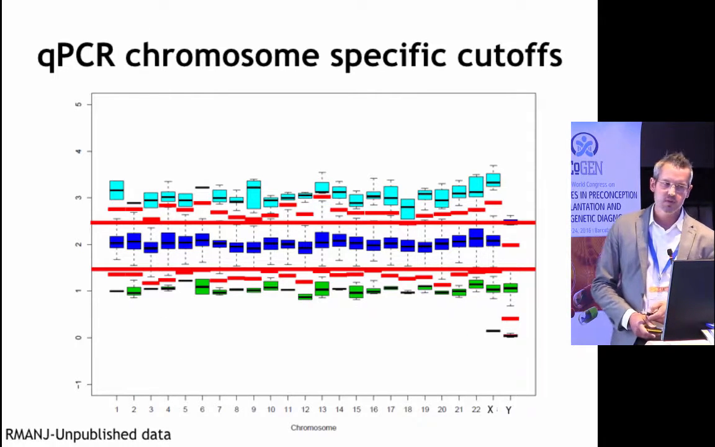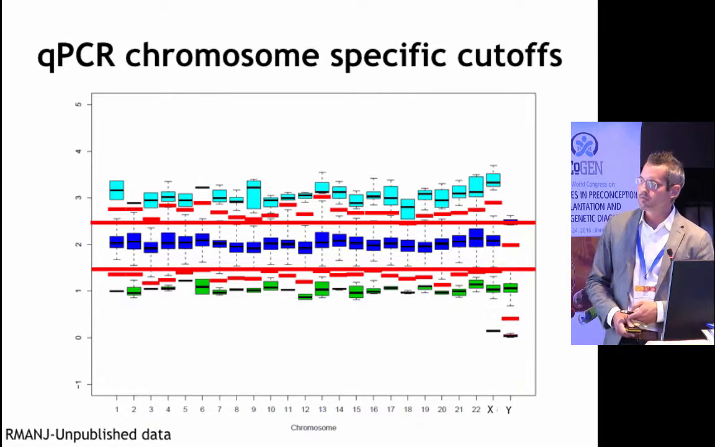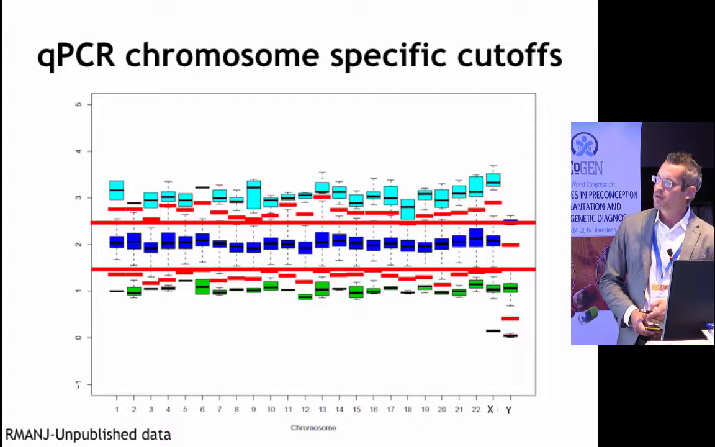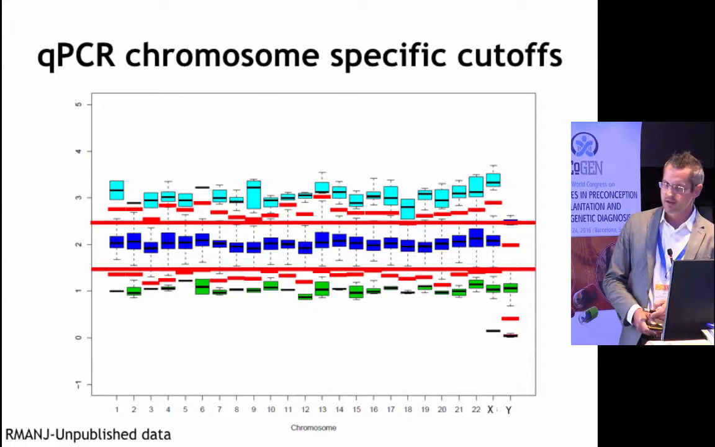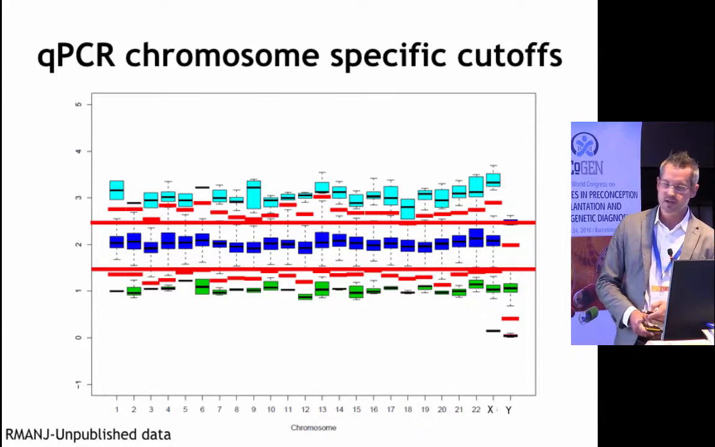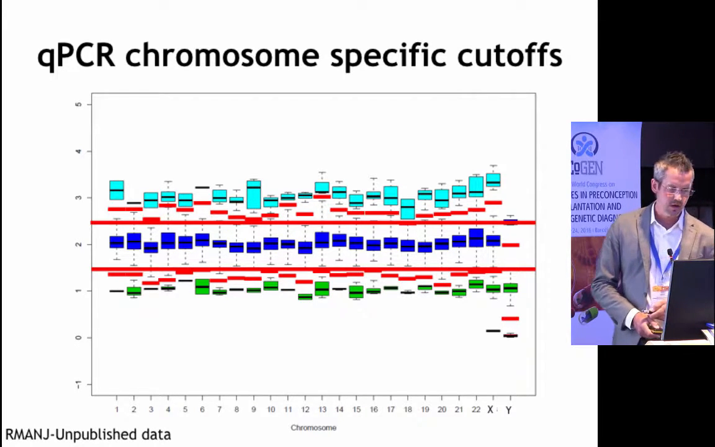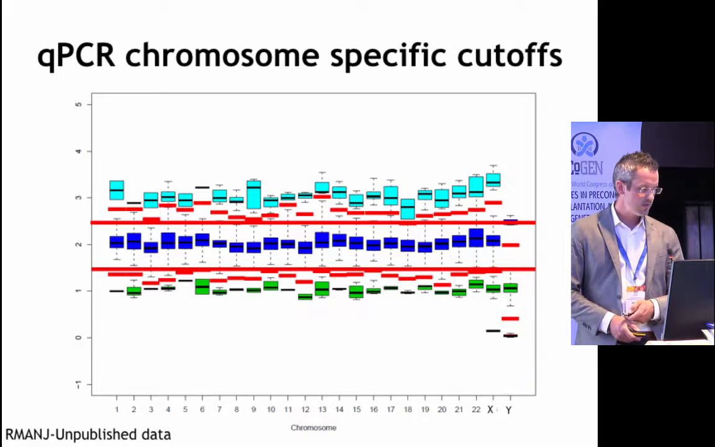One of the reasons we think qPCR is more accurate is that we've developed chromosome-specific cutoffs instead of just using a universal cutoff for diagnosing aneuploidy. You can see here we used actual data from embryos previously diagnosed as aneuploid by a different technology, rebiopsied them, and evaluated their copy number, which is shown here, so that now we can, instead of using a universal cutoff, develop chromosome-specific cutoffs, which may improve the accuracy of the test.